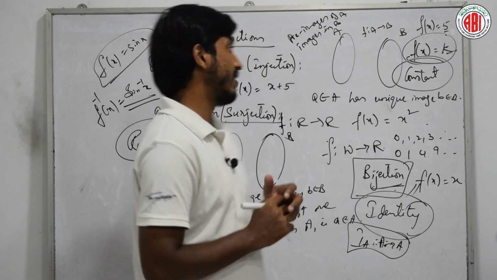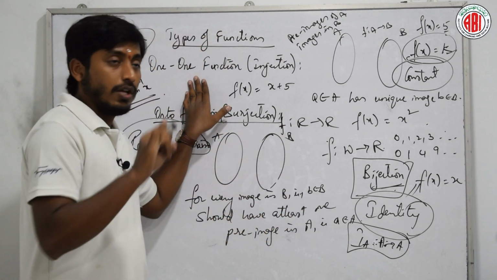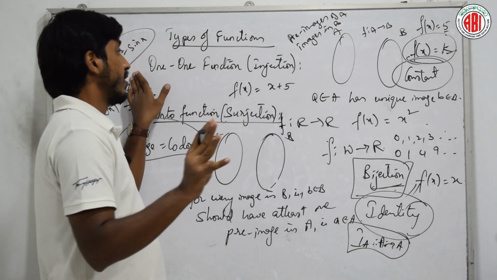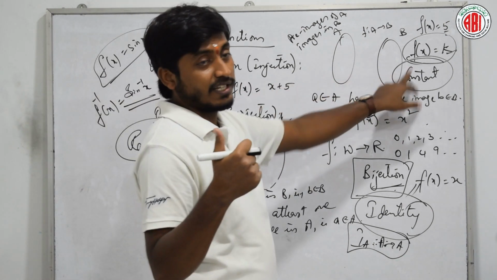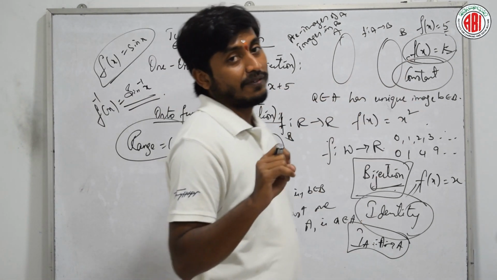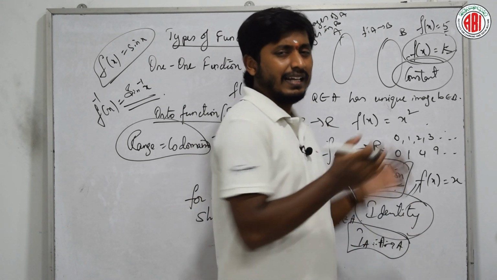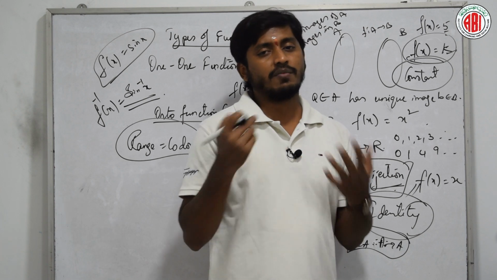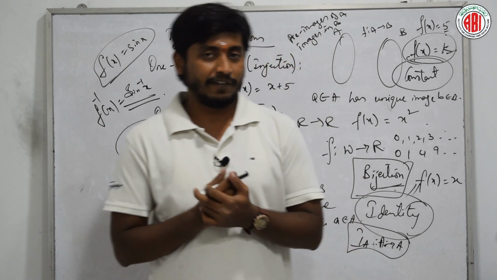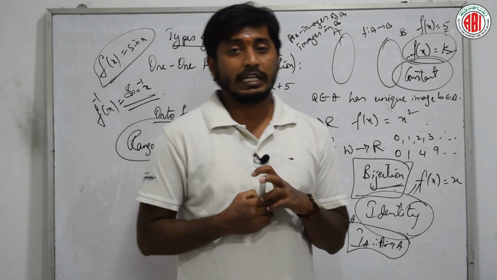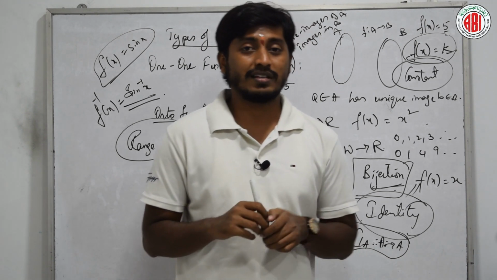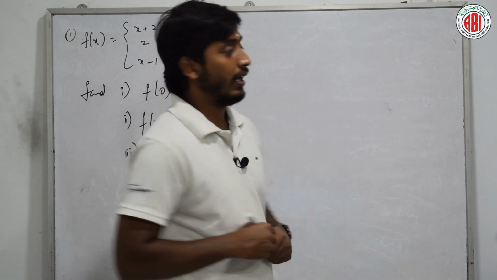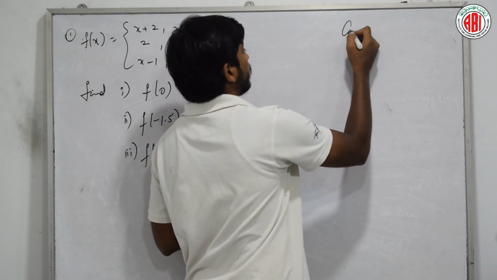What all functions we discussed? 1-1 function, onto function, bijection, inverse function, and the next constant function, and finally identity function. Clear? These are basic functions. Based on this, we can have many more function definitions. Clear? Did you understand? Shall we move to the next concept? Let's do. The next type of function we are going to learn is composite.